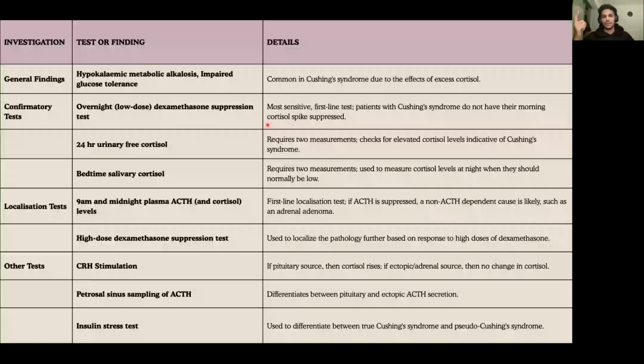So the 24-hour urinary free cortisol is pretty straightforward. It just sees how much cortisol your body is producing. And the salivary cortisol at night should normally be low. You're expecting it to be low.